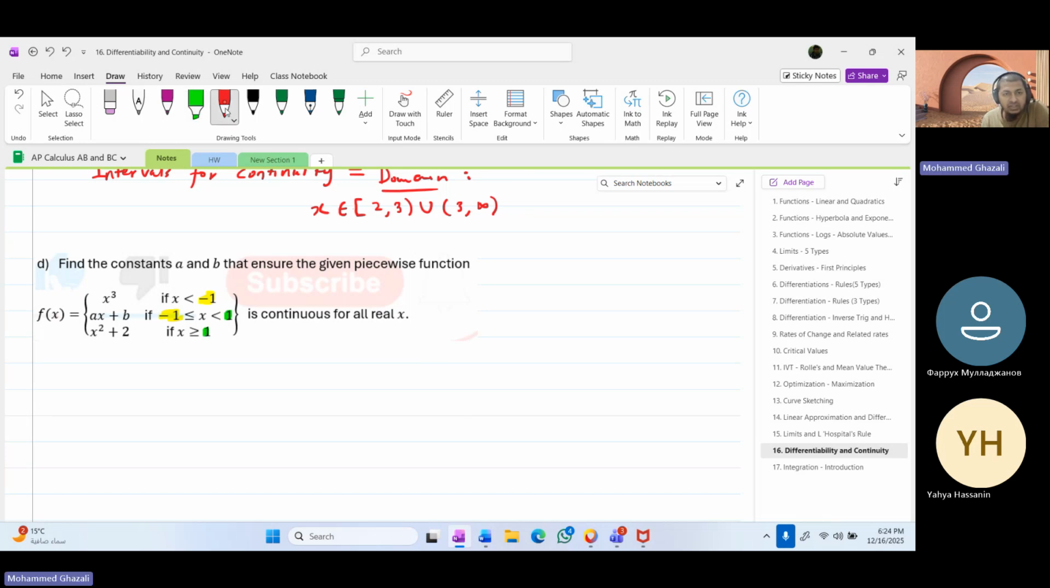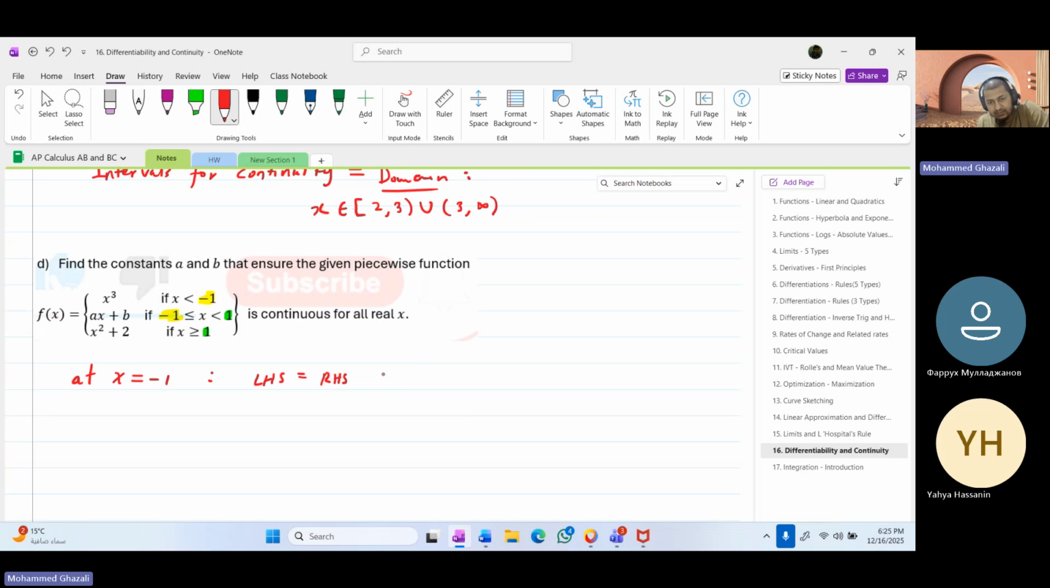So we're going to say, at x equal to -1, left-hand side limit must be equal to right-hand side limit. Why are we making them equal? Any idea? Because it's continuous. Good. So left-hand side limit must be equal to right-hand side limit.